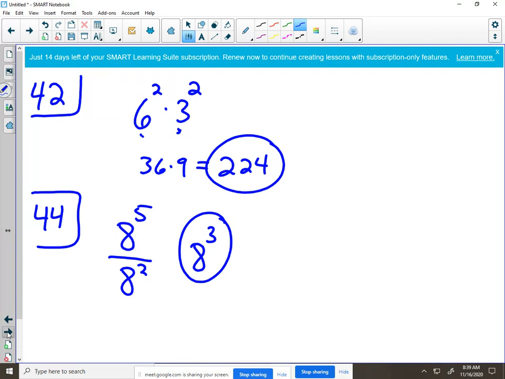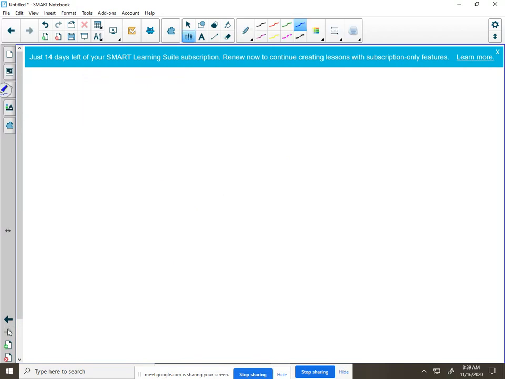Another way people think, if I brought that up, I could say 8 times 8 to the negative second. Do you see how that's subtraction then? Because I could move this up and change it, but we'll just stick with saying if it's division, we can do that. 46, Daniel. M to the seventh over M to the second. Okay? And that ends up being what, sir? M to the fifth. All right, very good, very good.